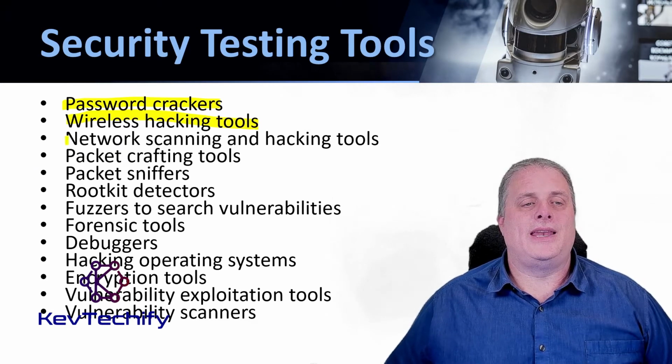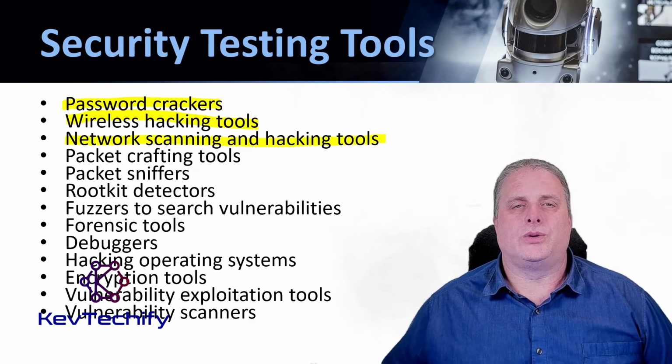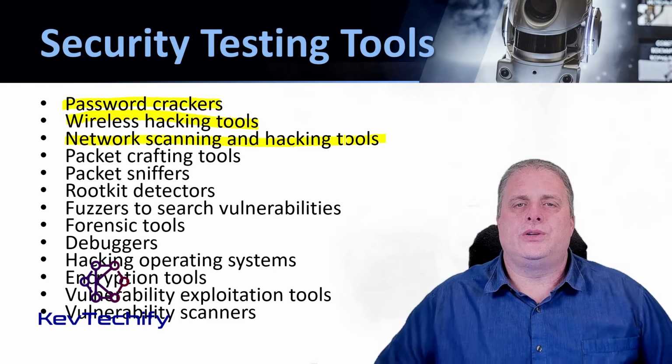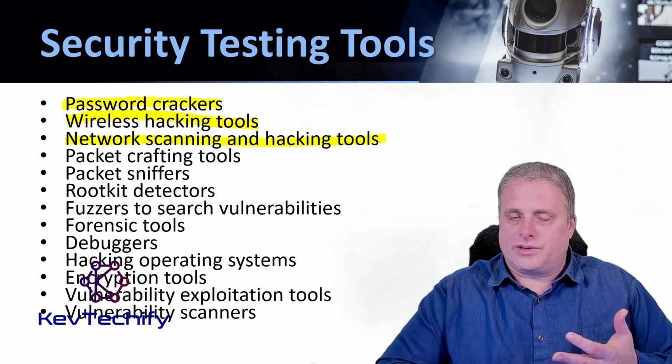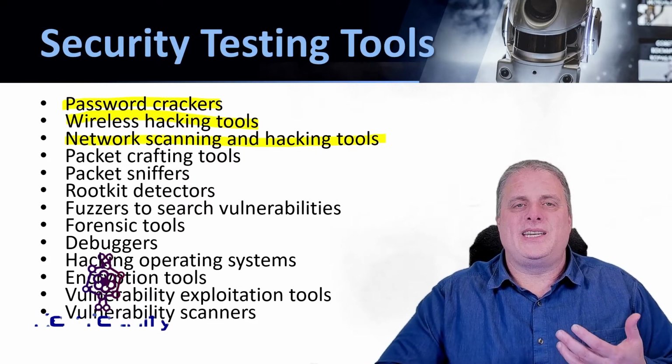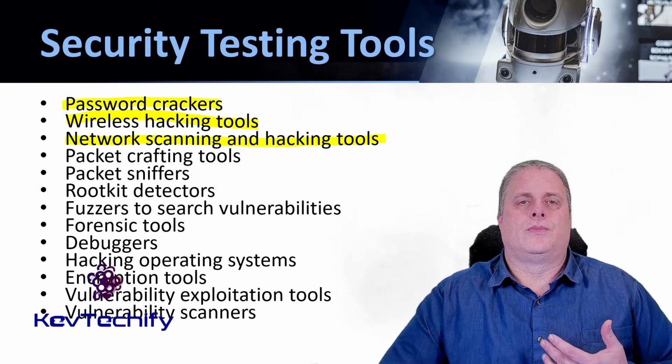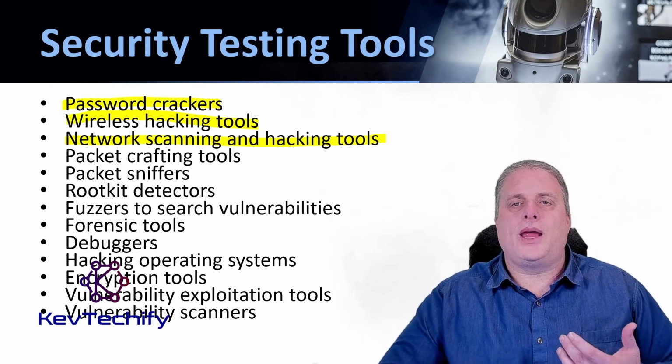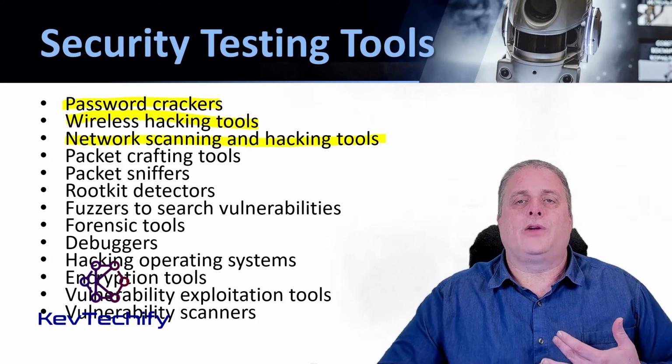Next, we have network scanning and hacking tools. Network scanning tools are used to probe network devices, servers, and hosts for open TCP or UDP ports. A couple examples here are Nmap, SuperScan, and Angry IP Scanner.